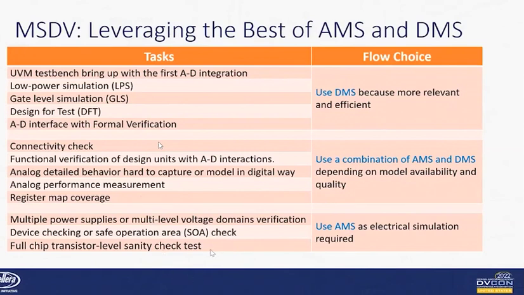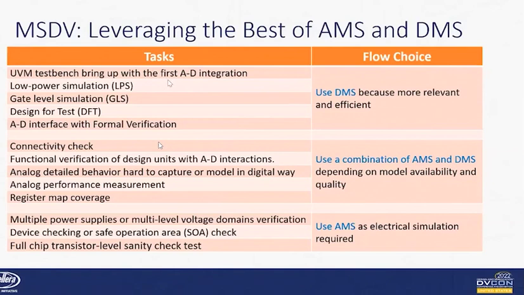Then say, for example, we want to make sure the power-up sequence is always working. That's a classical AMS case, because we really need to run the transistor level simulation. And in the case of using the DMS, say we want to turn on the test bench at the initial stage of the project.